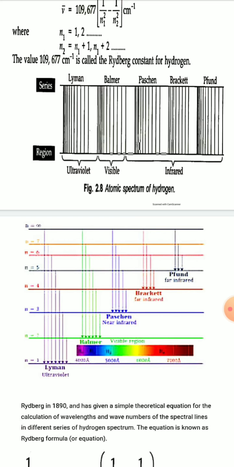And when electronic transition occurs from sixth shell to fifth shell, seventh shell to fifth shell, eighth shell to fifth shell, like this, you will get Pfund series. So the atomic spectrum of hydrogen consists of different series, and these series are called Lyman series, Balmer series, Paschen series, Brackett series, and Pfund series.